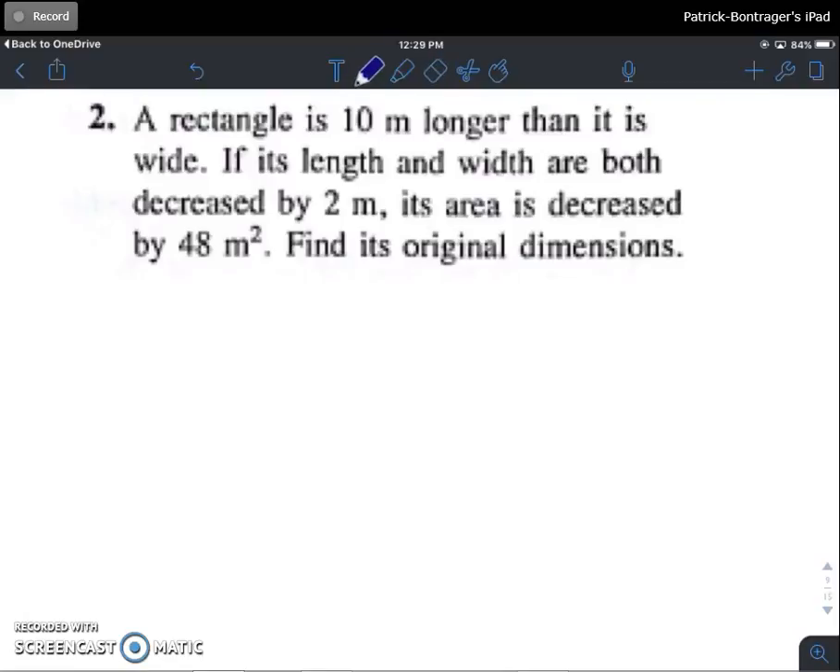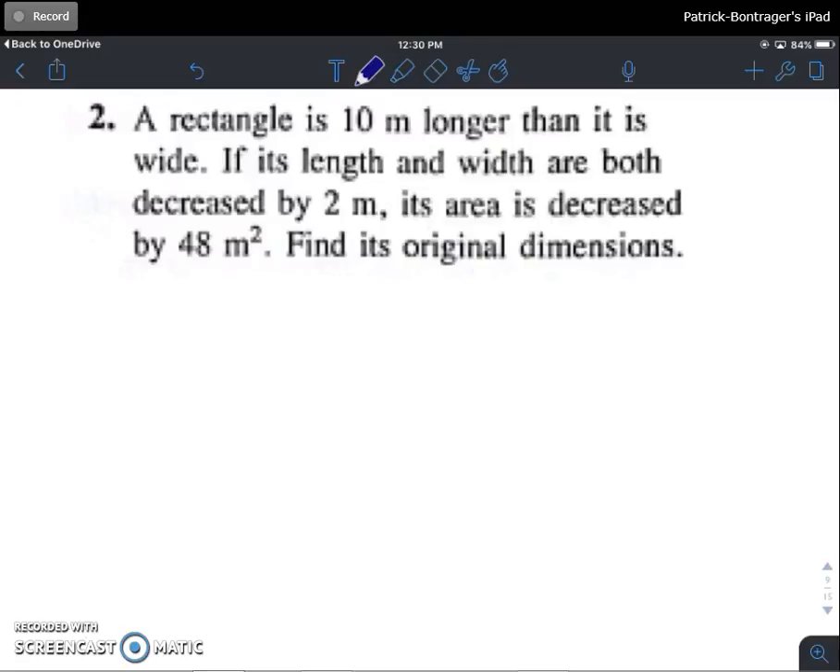Today we're going to be working on area problems. Okay, so we got a rectangle is 10 meters longer than it is wide. The length and width are both decreased by 2. Its area is decreased by 48. Find the original dimensions. Okay, there's a multitude of ways to work this.